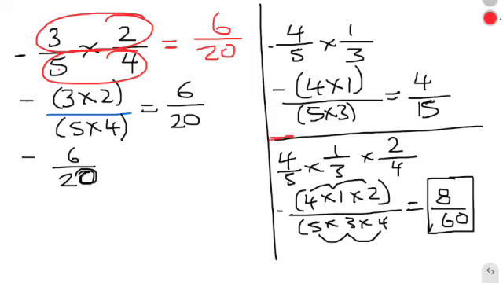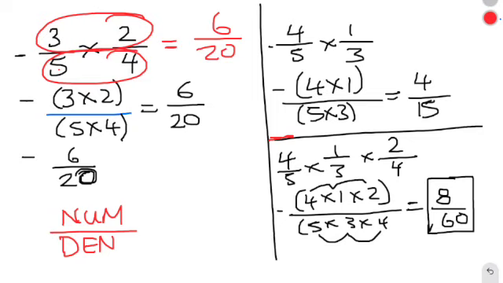Okay, so to recap, when we're multiplying fractions, we want to multiply all of the numerators together, and then at the bottom we want to multiply all of the denominators together, and whatever that answer is, whatever the product is, that's going to be our answer. So that's the proper fraction.